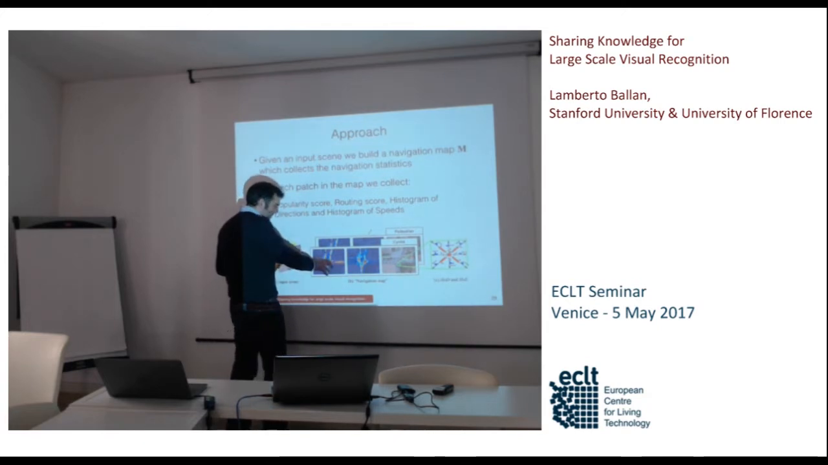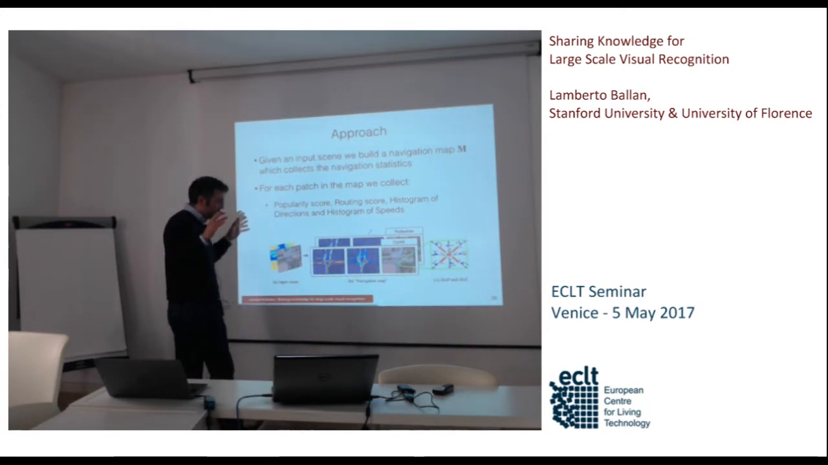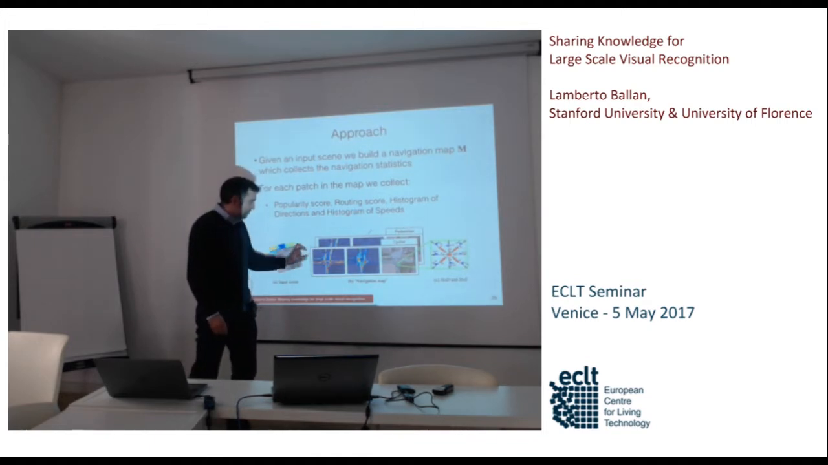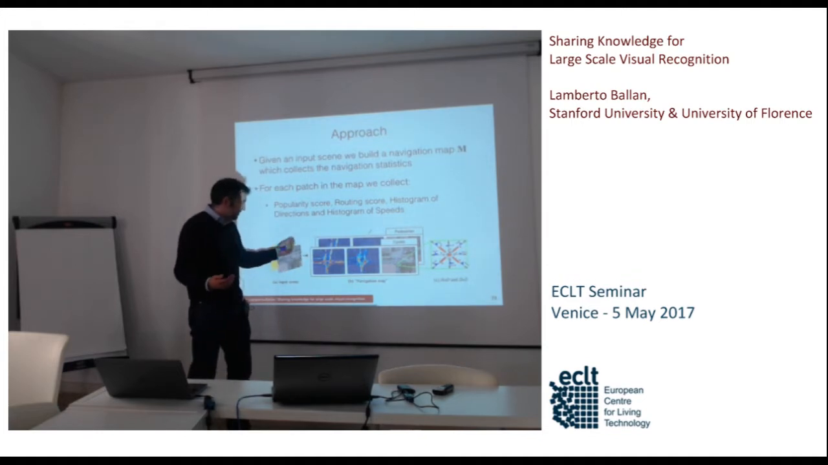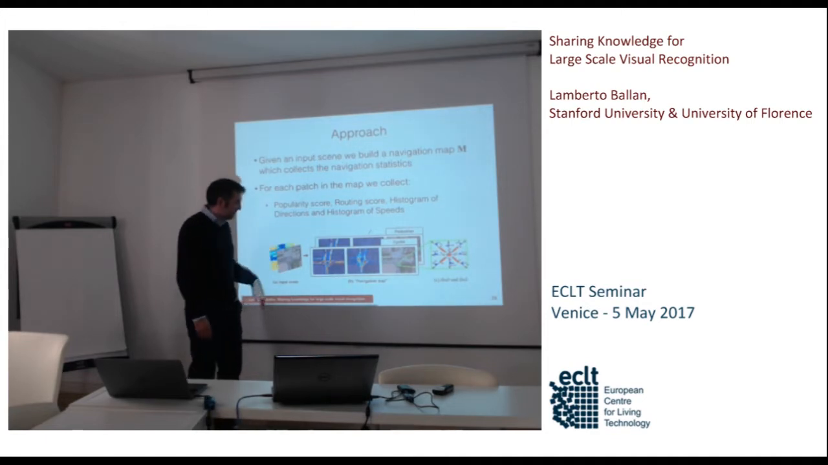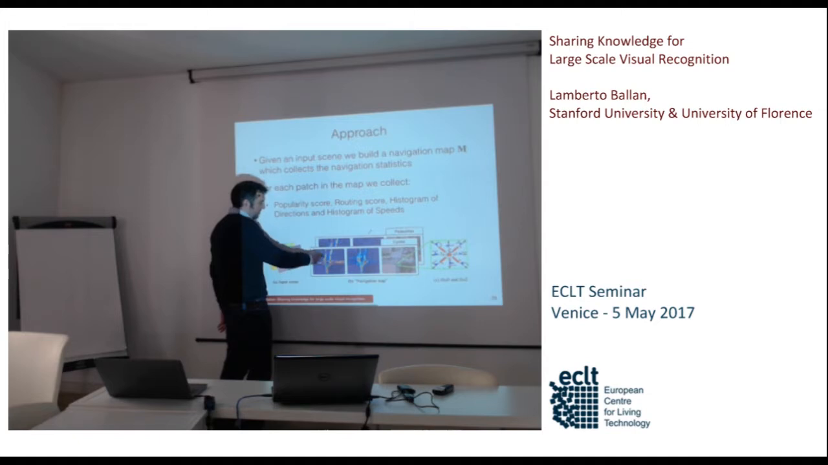The first one is called the popularity map. For each patch of the image, we collect statistics about how popular that particular patch is for a particular class. In this example, for bicycles, this means that bicycles usually move in these areas. These are the roads, right?